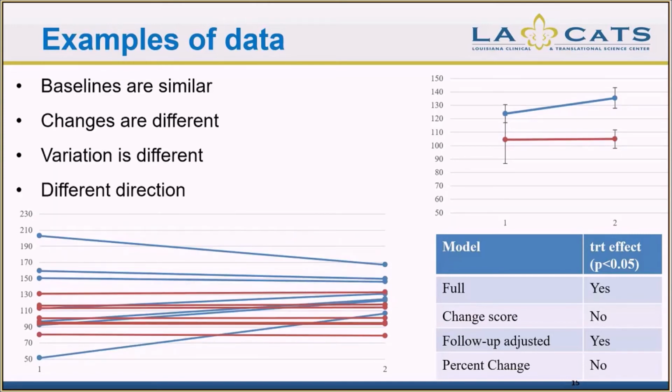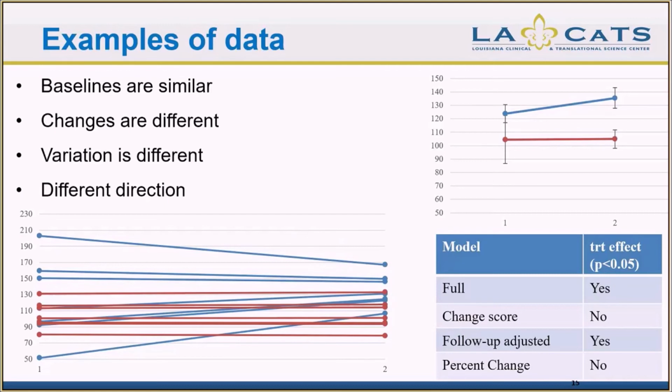Okay. Now, I believe probably the last example that we're going to go over is going to have similar baselines, different changes, variation is different again, and directionality is different. So if we look at the individual plot on the bottom left, we see blues going down, blues going up, and there's a wide spread in the blue data. The red data is pretty consistent where it's just kind of going across, not a lot of changes there.